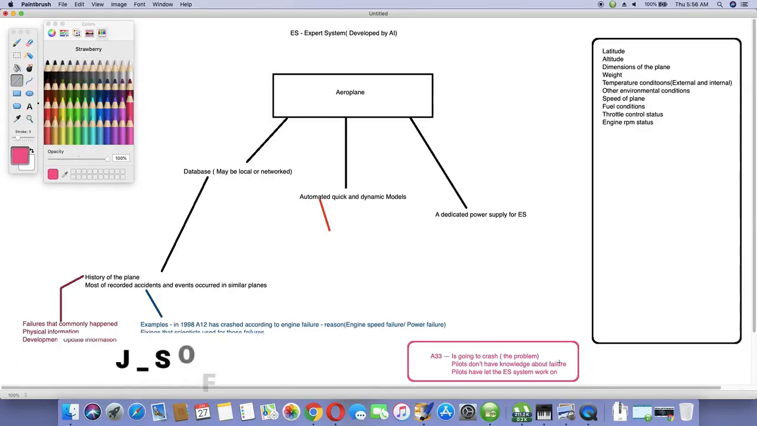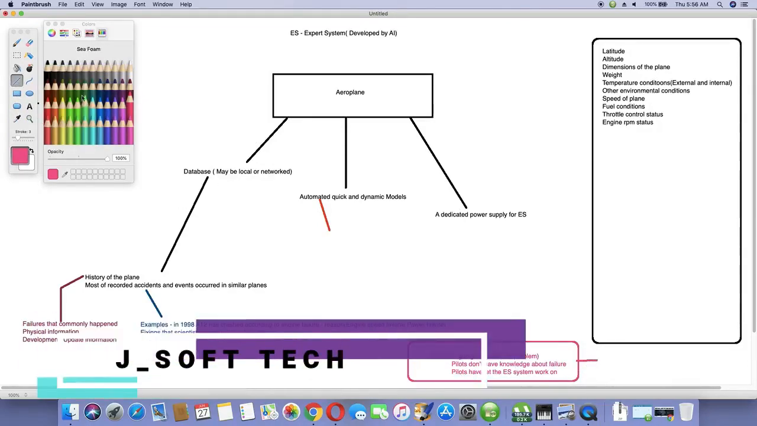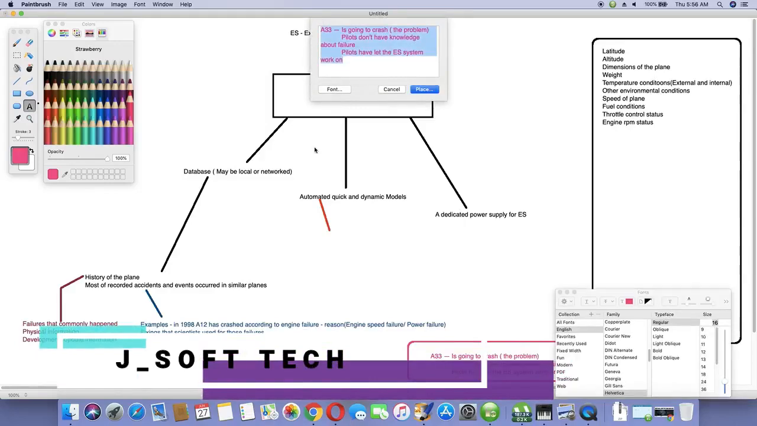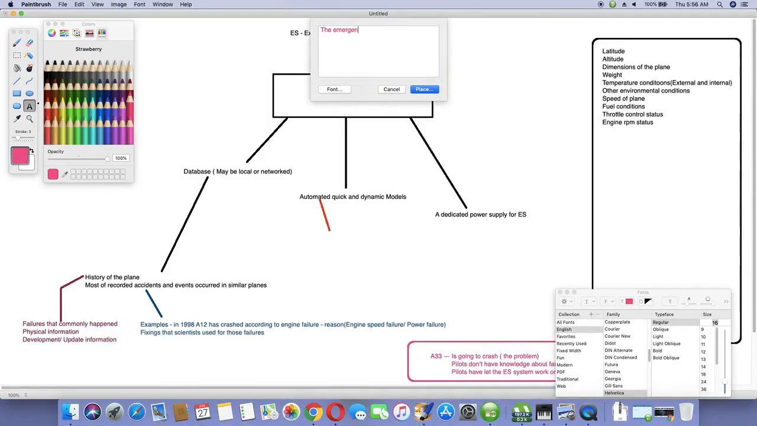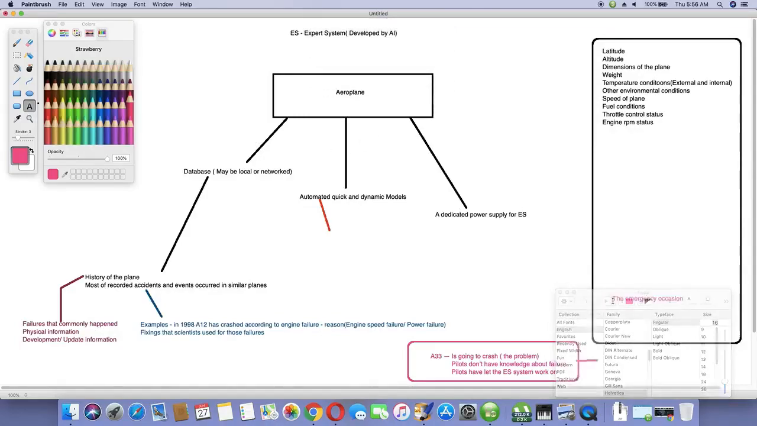I will name it the emergency occasion. So if this emergency occasion happens, the ES system needs to power on. Now, how does that procedure work?